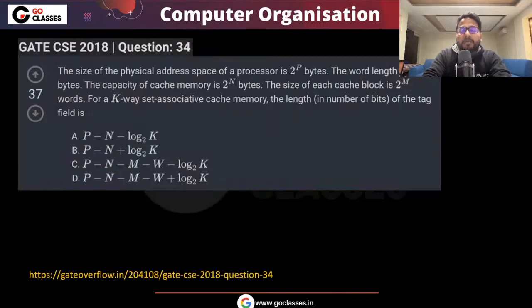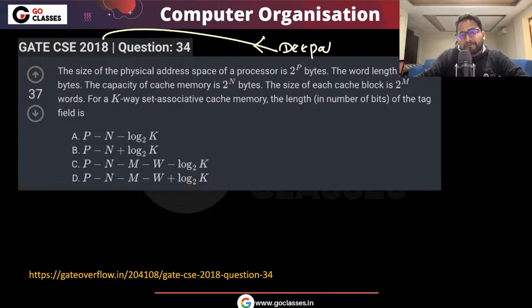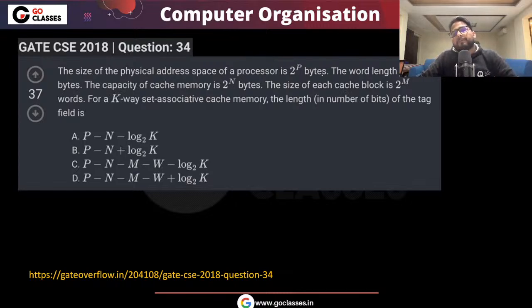Okay. Now let's solve this question. This is little interesting question. What they are saying, the physical address of the processor. This question has been asked in GATE 2018. This was the year when Deepak has appeared. Okay, Deepak has appeared for the GATE, and he has got the top rank.